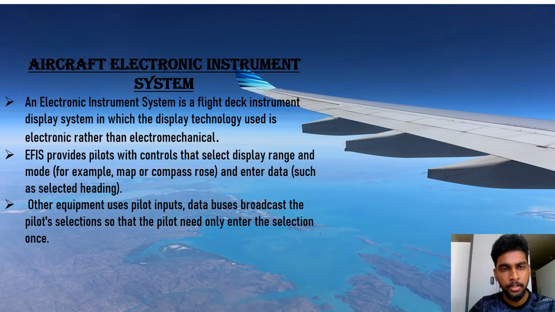We move on to the aircraft electronic instrument system. First of all, an electronic instrument system is a flight deck instrument display system in which the display technology used is electronic rather than electromechanical. It provides pilots with controls that select display range and mode, for instance map or compass rose, and also enter data such as selected heading. On the other hand, equipment uses pilot inputs, and data buses broadcast the pilot's selections so that the pilot need only enter the selections once.